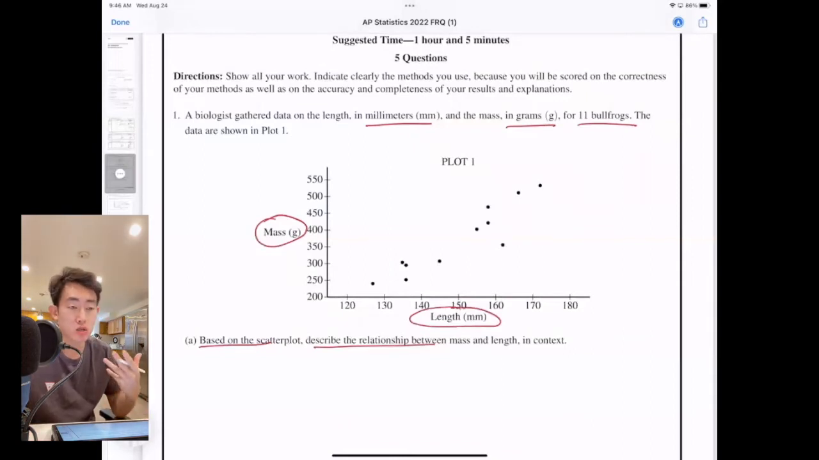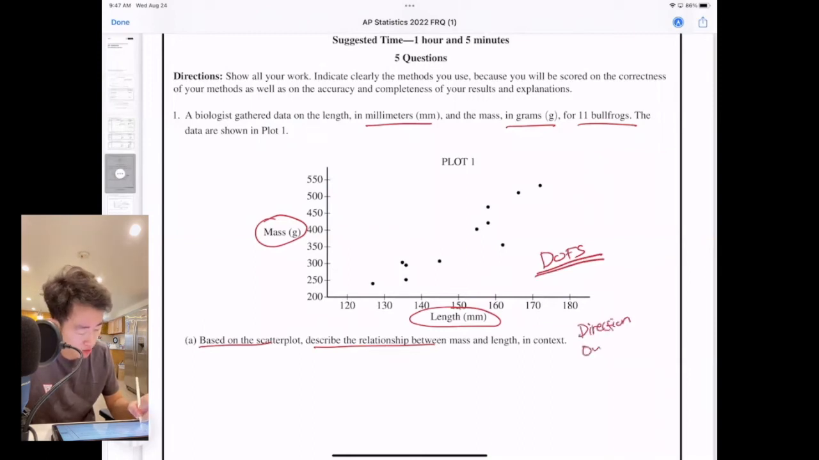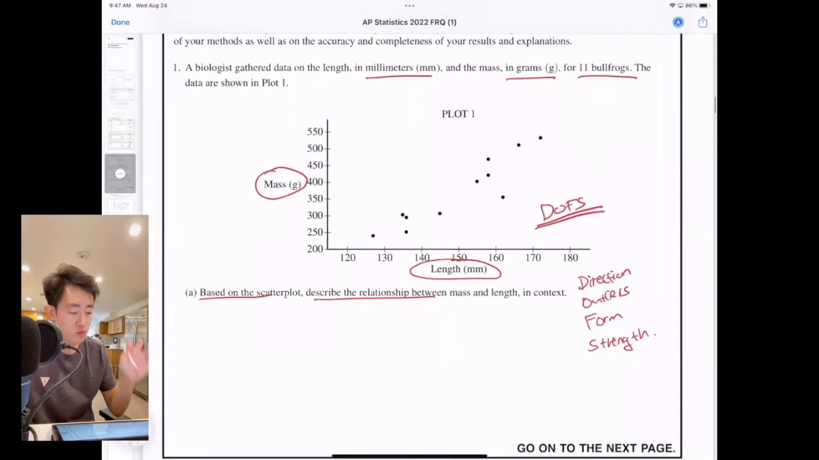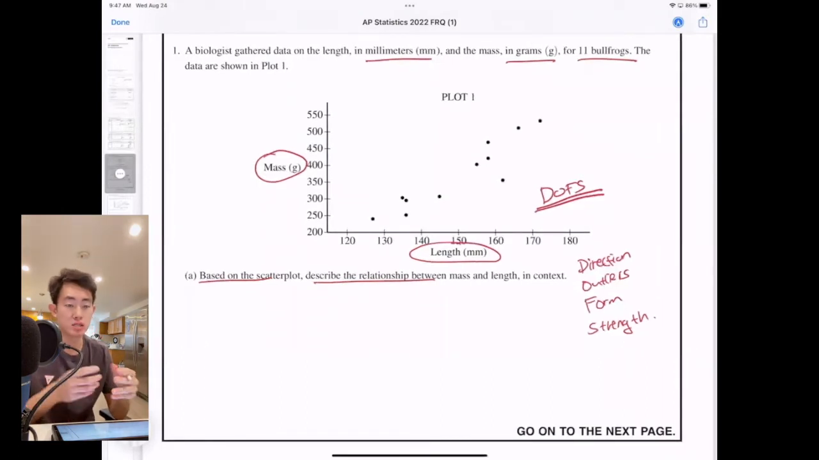When they're asking you to describe the relationship between x and y on a scatter plot, it's usually the acronym I pronounce as DOFS. Those 4 letters stand for direction, outliers, form, and strength. When you mention all these 4 components in describing the relationship in a scatter plot, you will get full credit for it, no matter how you do this.